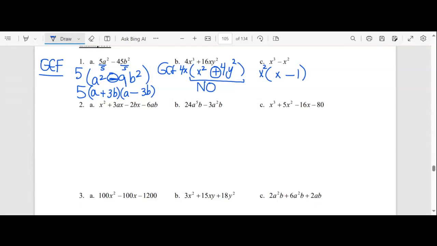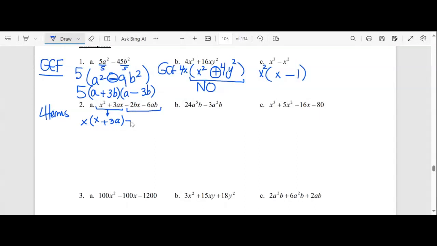How many terms here? 4 terms. Okay, so we take the first 2 and the last 2. Do we have anything common on all 4? No. Nothing common. Okay, so now we just take 2 and 2, okay? So what is common in the first 2? x. What's left? x plus 3a.